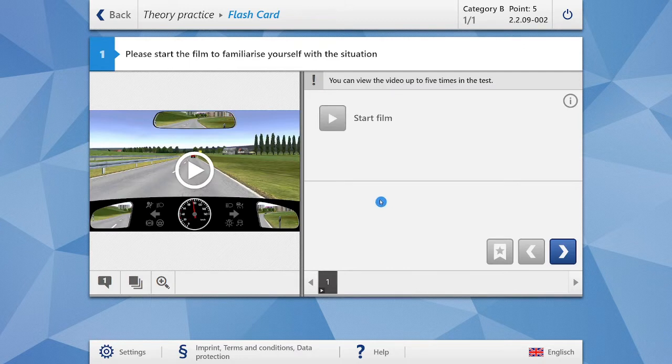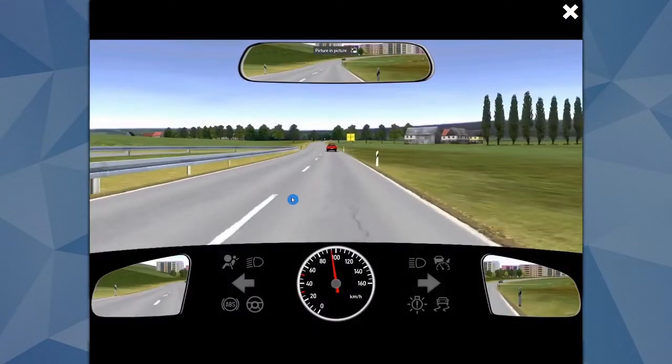Now let's look at this question. Please start the film to familiarize yourself with the situation. You will get many questions in your exam which are in the form of a film. You can watch this film up to 5 times before you hit the problems. But once you hit the problem, you cannot go back to watch the film. So make sure that you understand the film or the environment before you hit the problem. Let's watch this.